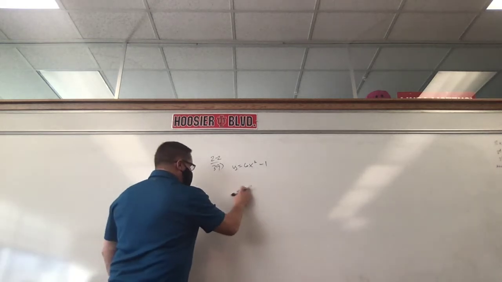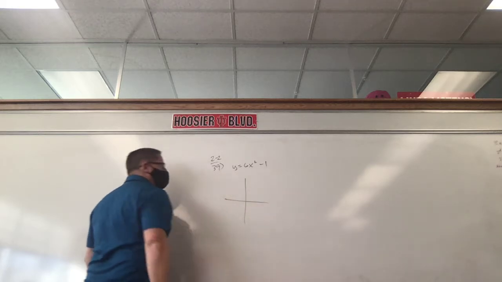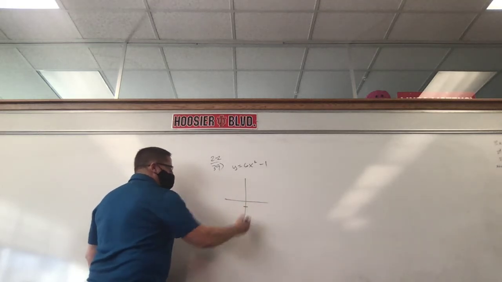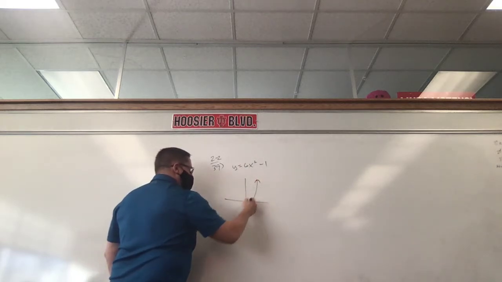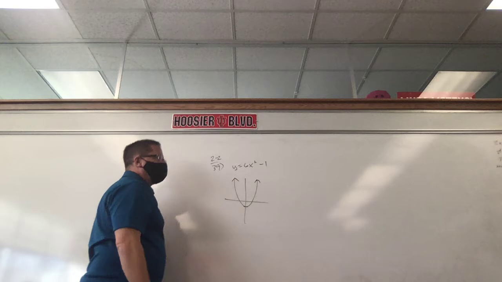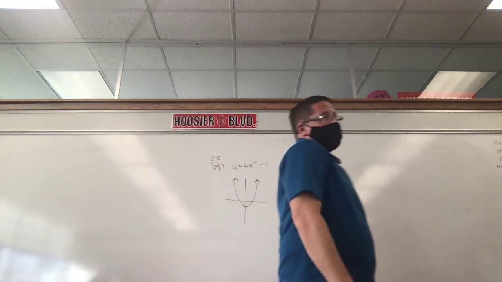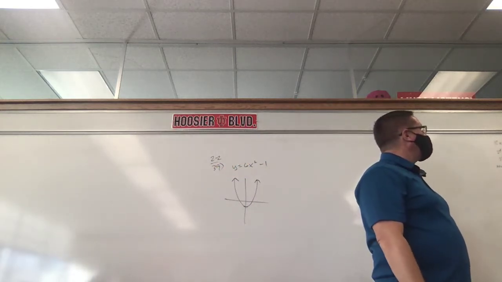This is one you should have been able to do back in chapter 1. The minus 1 moves it down one spot. The 6 makes it open up and be kind of skinny. It looks sort of like that. Okay, just a really quick rough graph. I can't answer these without making a quick rough graph.